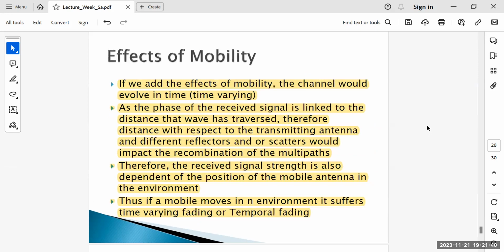Effects of mobility. If we add the effects of mobility, the channel would evolve in time. We cannot say that the channel is linearly invariant. The channel is variant now. As the phase of the received signal is linked to the distance that the wave has traversed, the distance with respect to the transmitting antenna and different reflectors and scatterers would impact the recombination of the multipath. Therefore, the received signal strength is also dependent upon the position of the mobile antenna in the environment. And therefore, whenever there is mobility in the environment, it suffers from time varying fading.